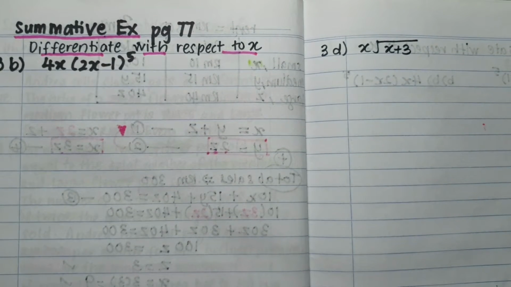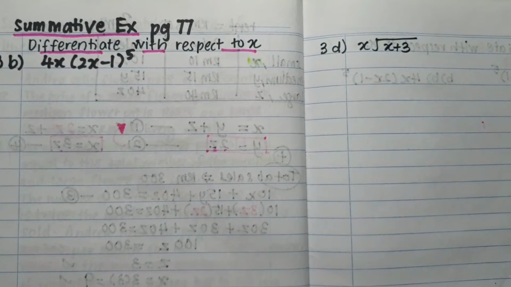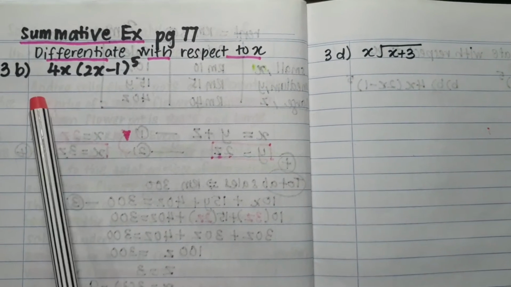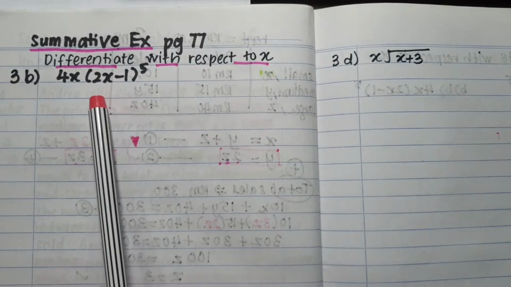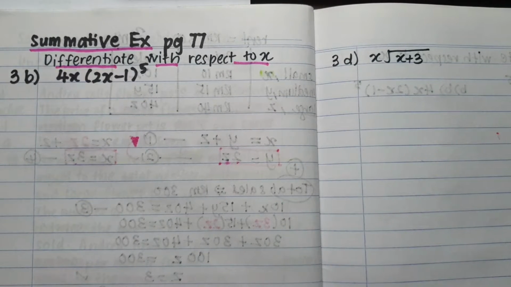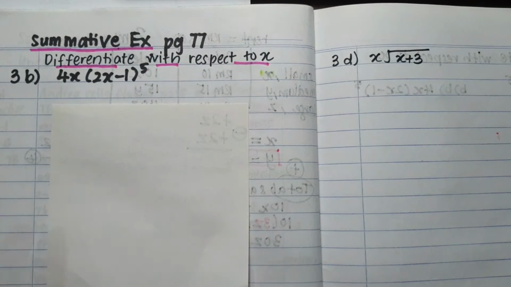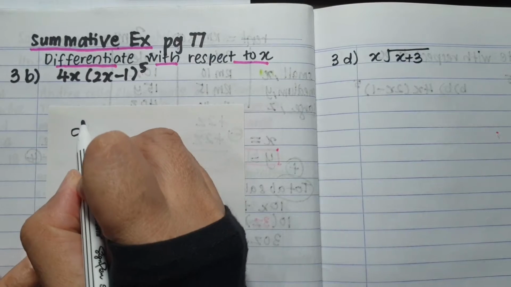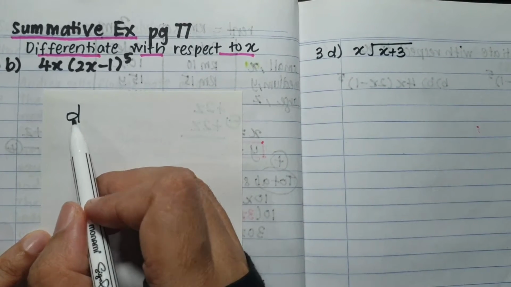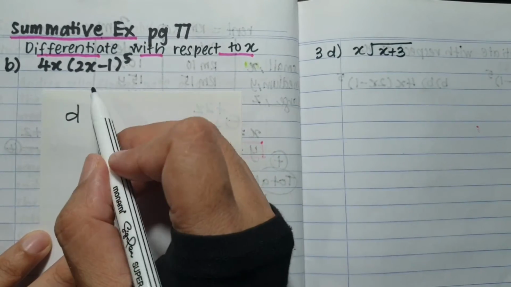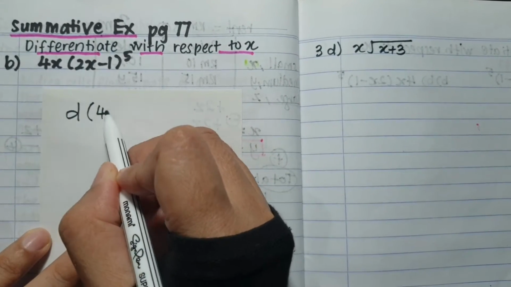So, bila you jumpa ayat ni, dia tak bagi subjek, nampak tak? Dia bagi function je. Okay, for x bracket 2x minus 1 power 5. So actually, kita nak buat proses differentiation. So how to write? Differentiation, always remember, use letter D. Differentiate this function. So what function? This function.